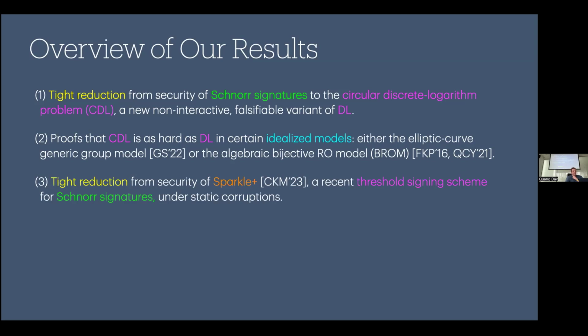And then we also show that CDL is applicable beyond just basic Schnorr signatures, and we look at threshold Schnorr signatures, in particular Sparkle Plus, which is a recently proposed threshold Schnorr scheme, and we show that under static corruptions, you get a tight reduction from security of Sparkle Plus to the CDL. And these reductions, are they in the random oracle model? Yeah, they're all in the random oracle model.